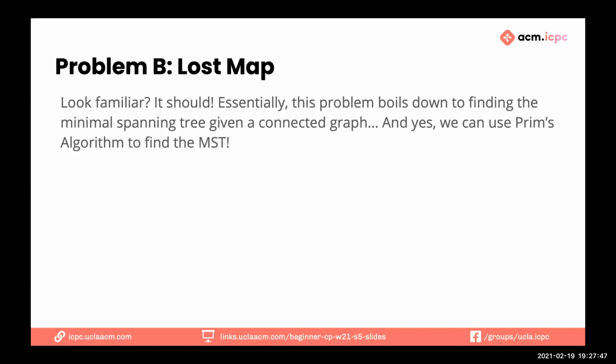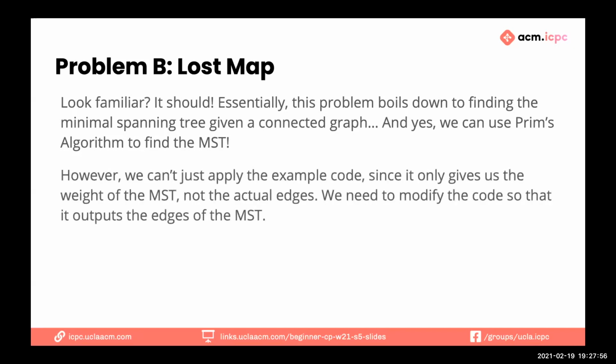So we've already seen example code to find the weight of an MST using Prim's algorithm. But the problem asks for a little more. It wants us to find the edges of the minimal spanning tree. So we'll have to modify the code a little bit to keep track of that.